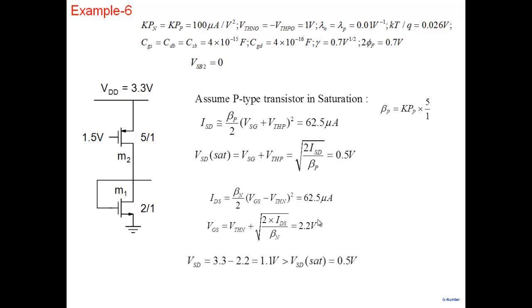If we had found this difference to be less than 0.5, then of course we would have to go back and assume it to be in the linear region, and write an expression for linear region. The other transistor remains in the saturation region, and then solve the two. You get an equation for linear region and an equation for saturation region, solve them together, and find out what the values are.